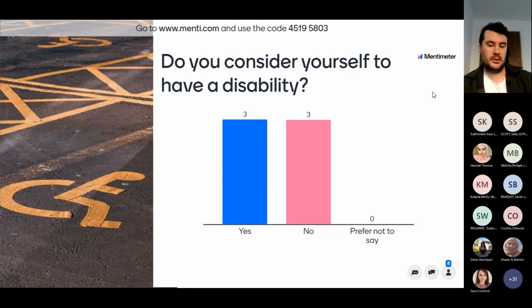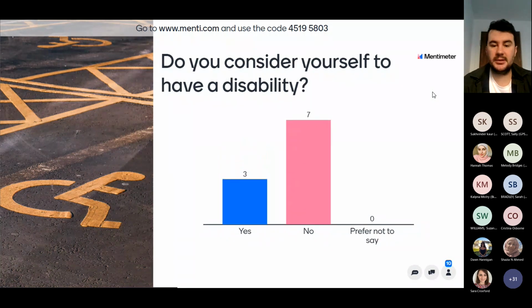Brilliant. Do you consider yourself to have a disability? Again, same applies. We really want to make sure that cervical cancer screening and care is accessible for everyone. That includes understanding different cultural competencies, but also understanding people who are living with a disability as well.